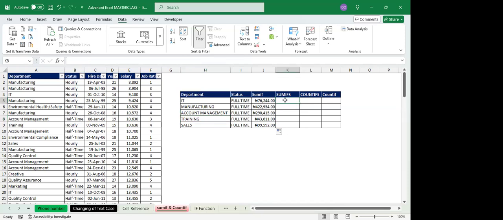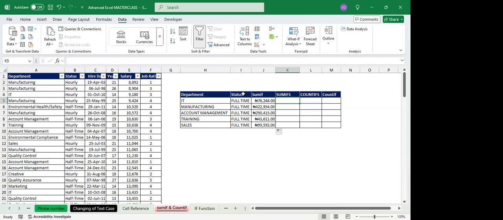Now look at the second one. This one is SUMIFS, right? So it means that the criteria in this case is more than one. And I've done well to list out two criteria here, right? I have department, I have status, right?